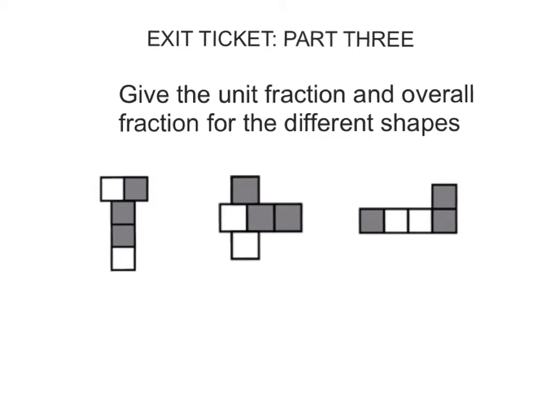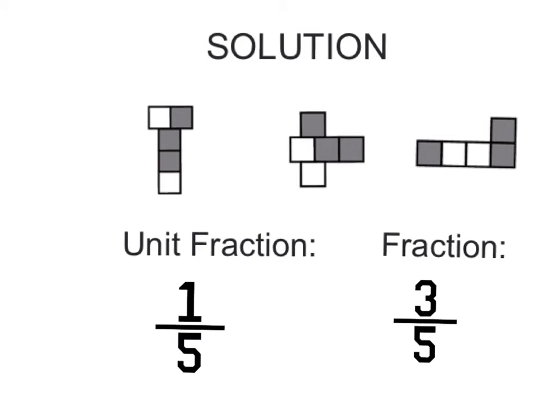Part 3 of the exit ticket is to give the unit fraction and overall fraction for all three different shapes. The unit fraction for all three pictures is 1 out of 5. All of them are showing a whole which is divided into 5 equal parts.